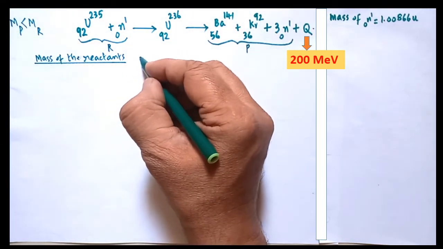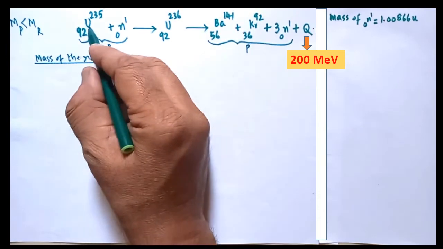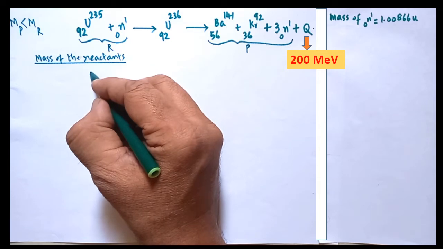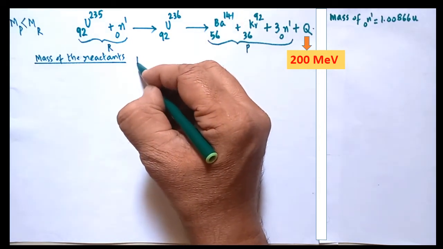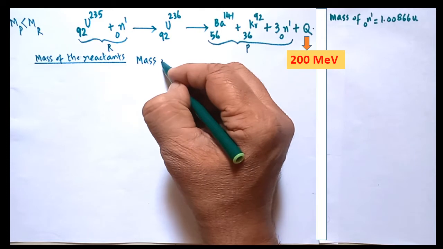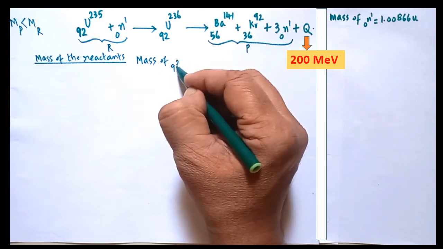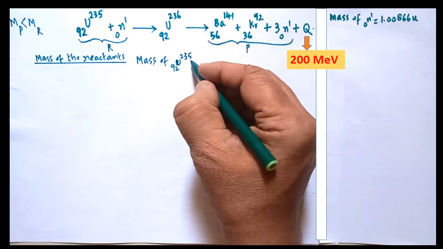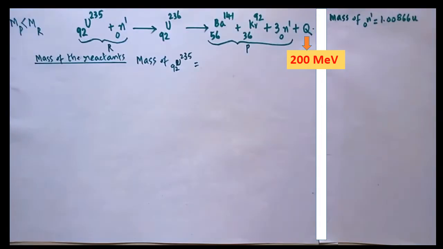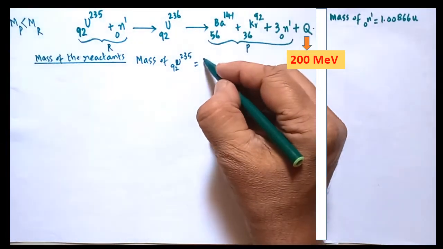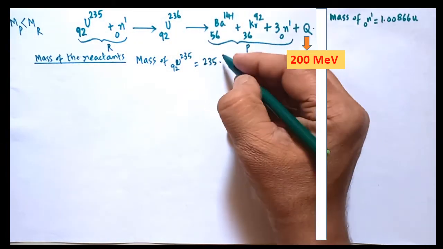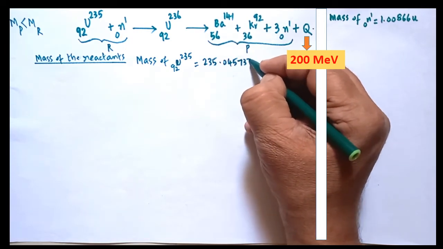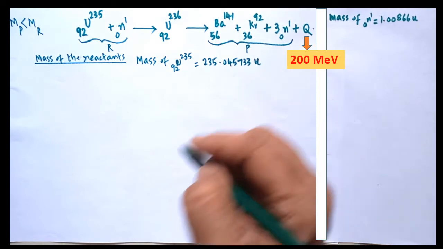So how to start? Here, the mass of the uranium atom is to be calculated. The mass of the uranium atom must be known, and you can refer to it from the log book. Are you clear? Mass of 92 uranium 235, how much? Its value is already given in the textbook. You can write it here, 235.05045 atomic mass unit, which can be written as u.